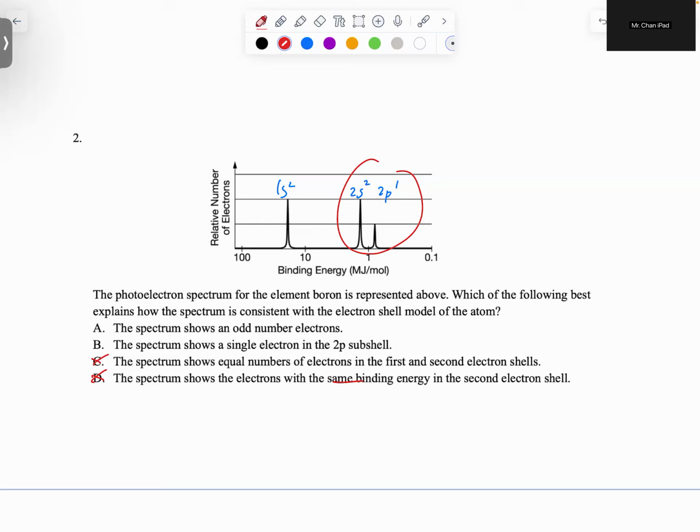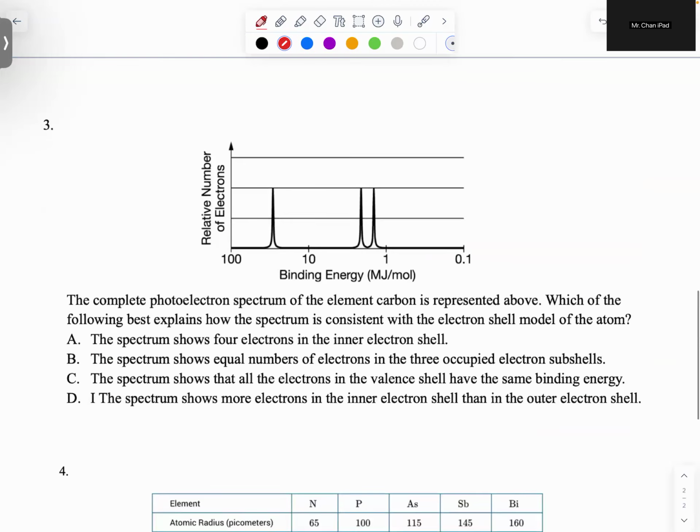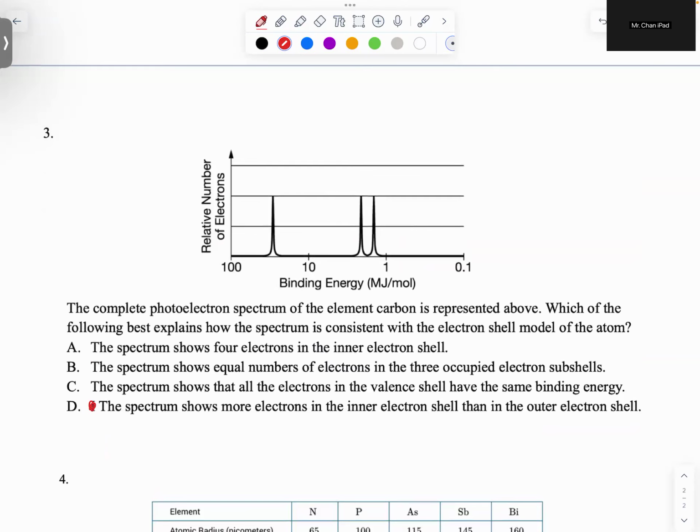So, did you pick one? Did you pick A or did you pick B? B? Yes. The spectrum shows a single electron in a 2p subshell. That is the reason why it is boron. If you just say it's an odd number of electrons, then I would say that is a little bit too vague in this case. Number 3, by the way, there's a little typo right here. Just ignore that little I right there.